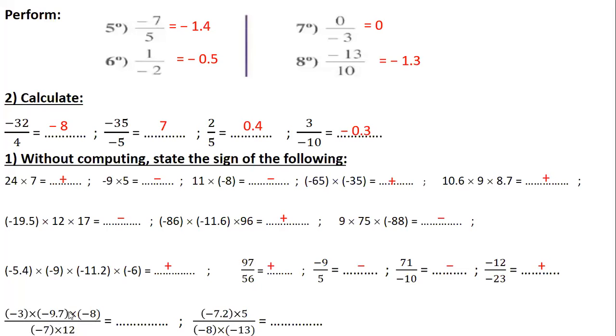Negative over negative. Wait, Aya. I said, Aya, in such fractions, I should find the sign of the numerator, then the sign of the denominator. Negative times negative, positive. Times negative, negative. So in the numerator, I should write minus over. In the denominator, negative times positive, negative.